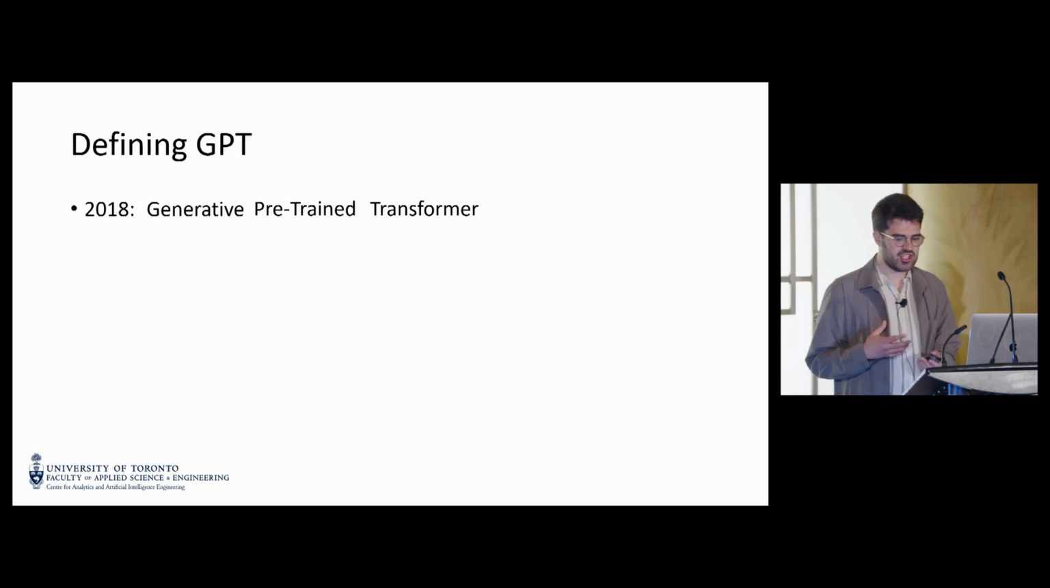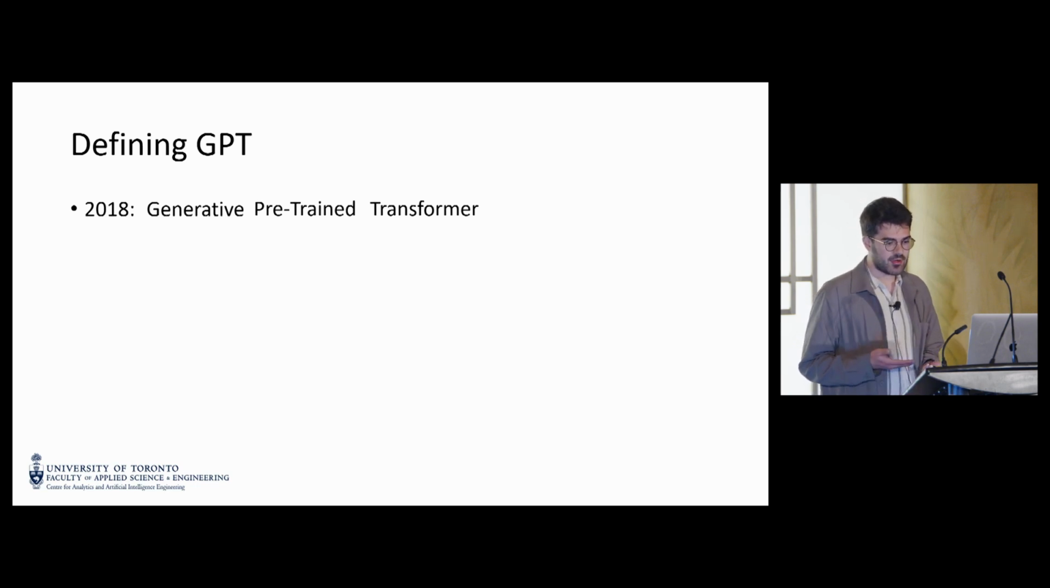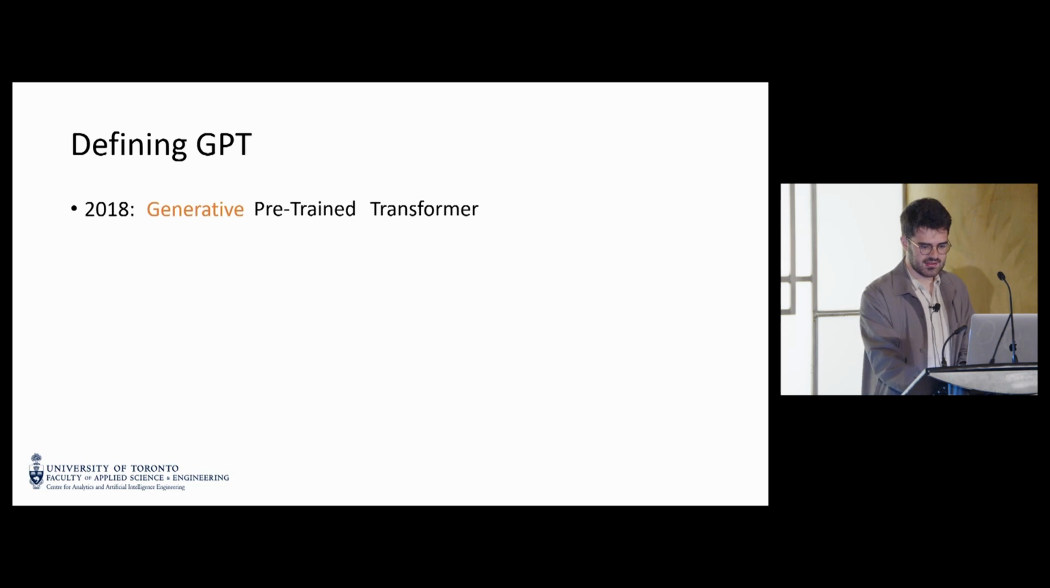And what actually is GPT in particular? So in 2018, OpenAI released a paper describing a new model that they called the Generative Pre-trained Transformer. And I'm going to break down that name. Generative is exactly what it sounds like. This is a model that creates something, in this case, text.